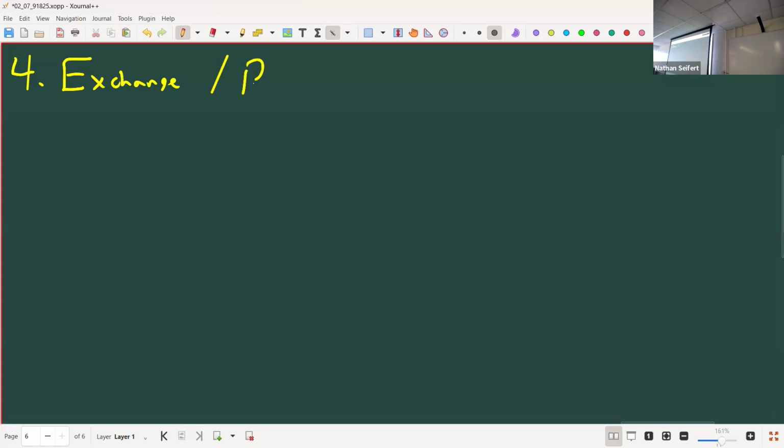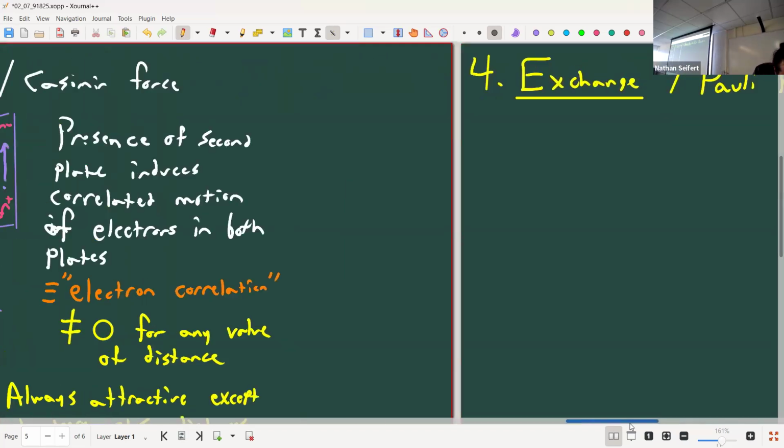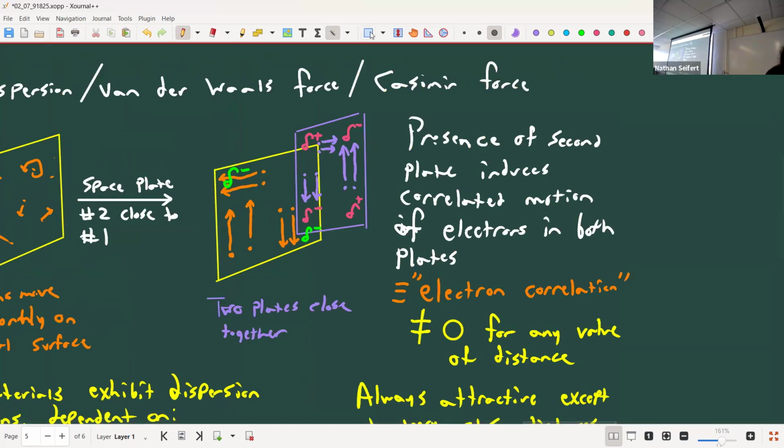Another term is it's named after the discoverer, Wolfgang Pauli. It's called Pauli repulsion. It's another term for it. Here's a very interesting observation. I'm going to go back to my two plates again. I'm going to bring this picture of my correlated plates again.